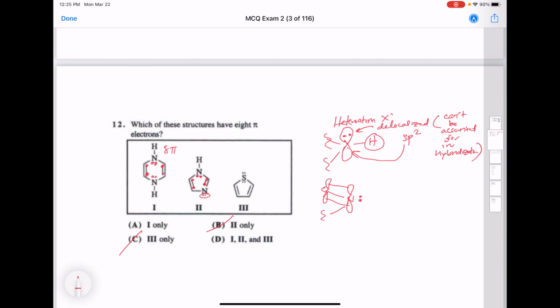So if there's already a pi overlap, a p orbital overlap between the nitrogen and another atom, then this electron pair is localized. So that means that it is accounted for in the hybridization. If we take that lone pair as an electron domain, then we have an sp2 hybridization, right? So here it is indeed sp2.